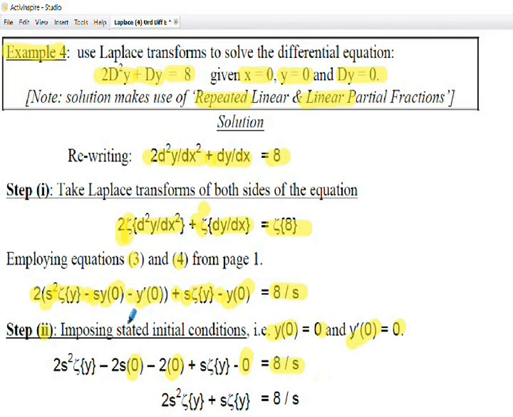All I'm doing here is just simplifying the terms. Because I'm multiplying by 0 here and here, those terms will disappear, so I end up with 2 times s squared times the Laplace of y plus s times the Laplace of y is equal to 8 upon s. Right, so we simplify the equation here because our initial boundary conditions are all 0.